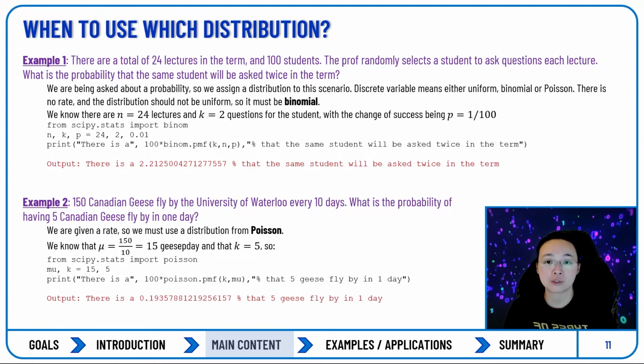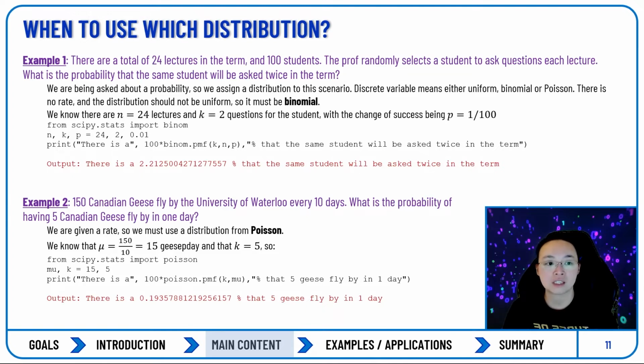Looking at this, we ask ourselves, are the chances of getting picked equal each time? Probably not. We don't have a uniform distribution. Is there a rate to this? I read this and it's asking me, what is the probability that the same student will be asked twice in the term? This really isn't a rate. It's more of 2 questions being asked to that one student.